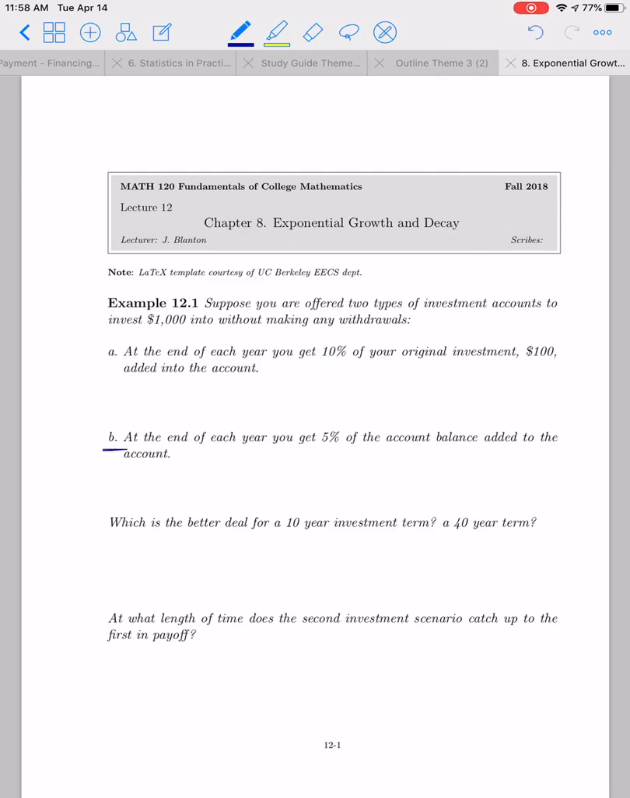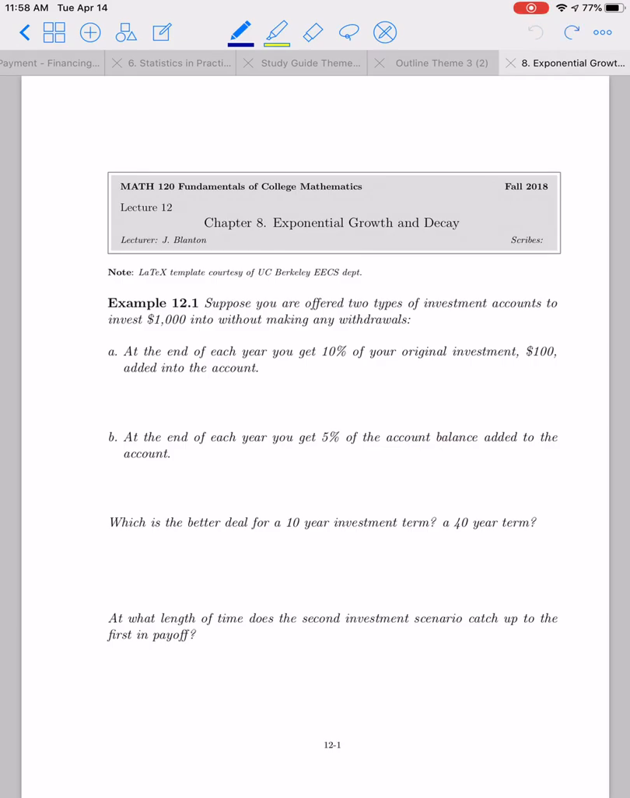Plan B says that at the end of each year, we'll get 5% of the account balance added to the account. And I think we'll recognize that as compound interest, given that 5% of the account balance is added to the account. So that's relative to what's in the balance, or what's in the account at the time.